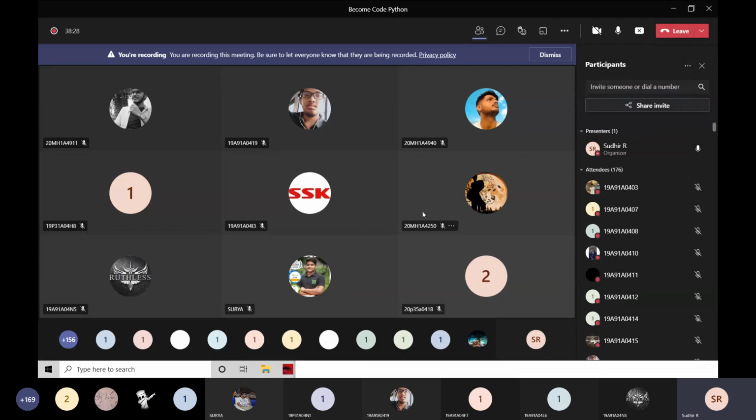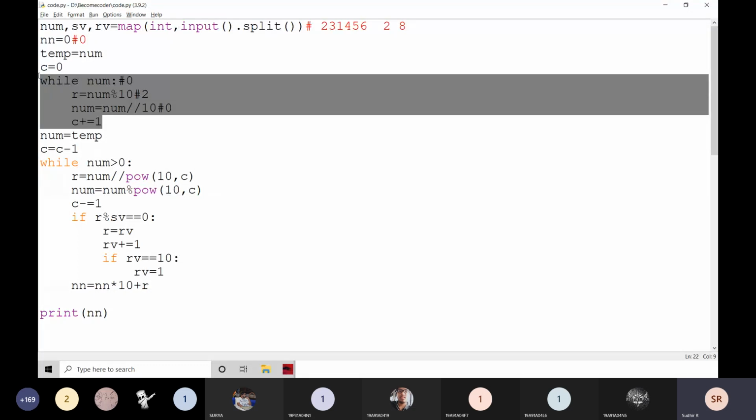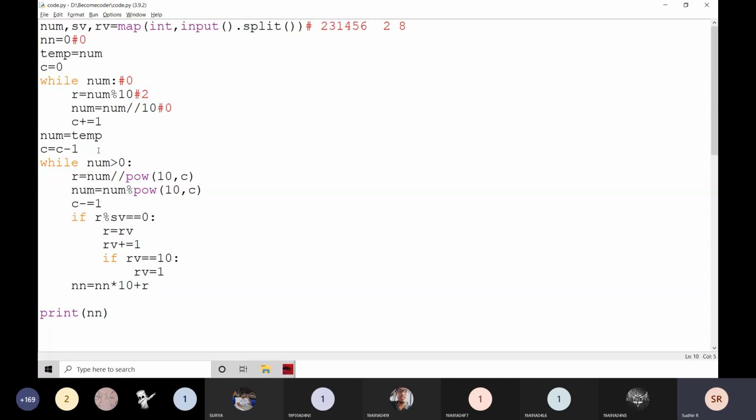To take that in it. Okay, just listen carefully. With the first step, I'm going to find how many digits are in it. That is going to be 6. How many digits in it? That is going to be 6 here.